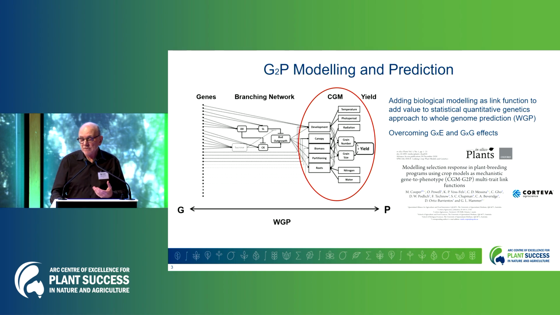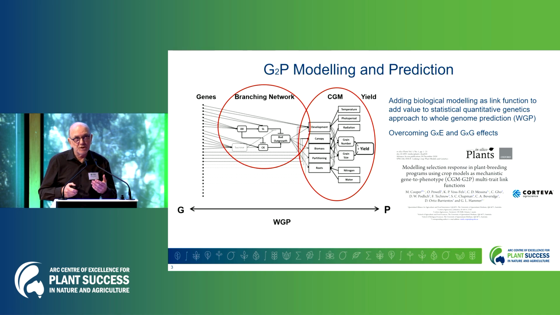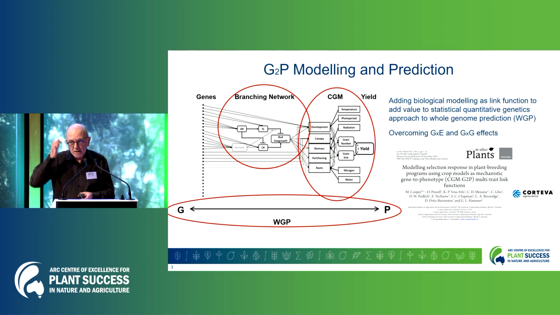I'll cover the crop modelling part of this and how the crop models help with unravelling some of the G by E that can advance capacity for whole genome prediction. Nicole is going to talk about the branching network modelling that she's been doing and how that might connect in with the sorghum tillering example that I'll give here. And Owen will look at how this all synthesises into creating opportunities in advancing whole genome prediction.